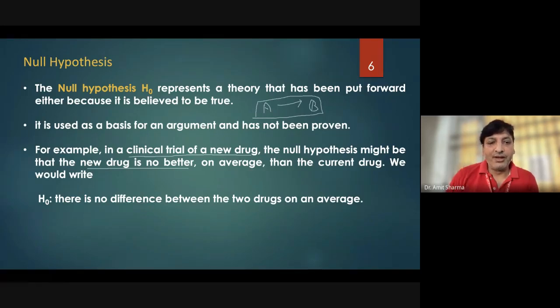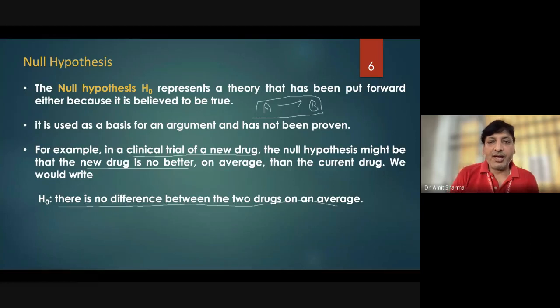So what they used to write is that there is no difference between two drugs on an average. The parameter might be something else, for example, where the difference was nothing, or where you are going to find the difference. So you are not going to discuss the parameters. You are going to write there is no difference between the drugs on an average.